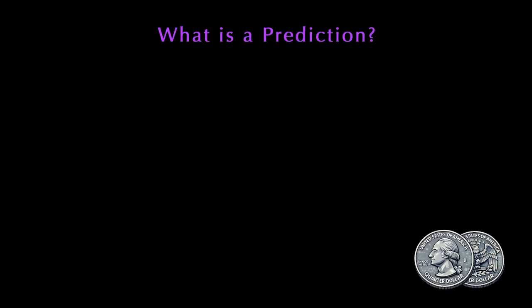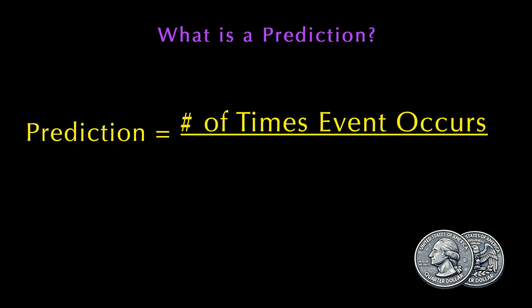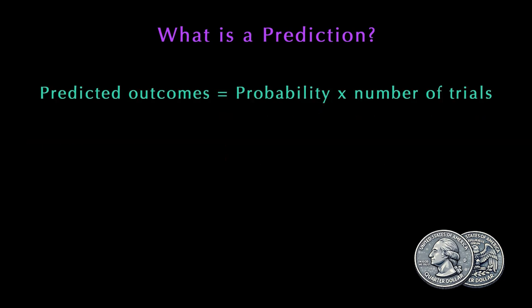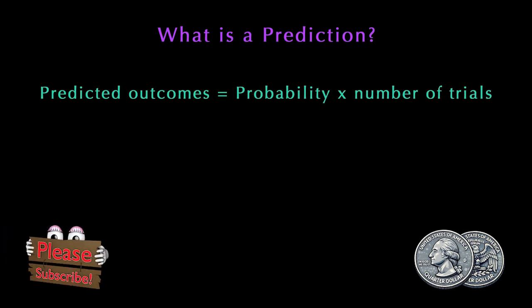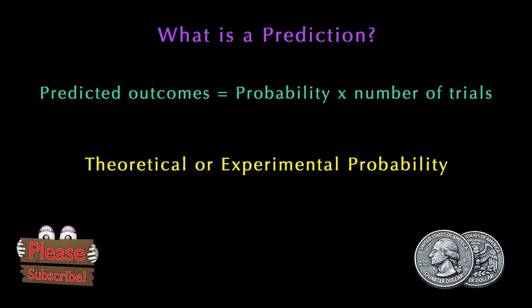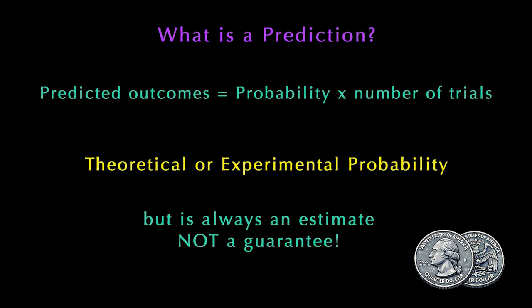So you might be wondering, what is a prediction? A prediction is an estimate of how many times an event will occur over the number of trials. In order to figure out the predicted outcome, we take the probability and multiply it by the number of trials. This works for theoretical or experimental probability, but predicted outcomes are still always going to be an estimate, not a guarantee. So let's see how this works with some examples.